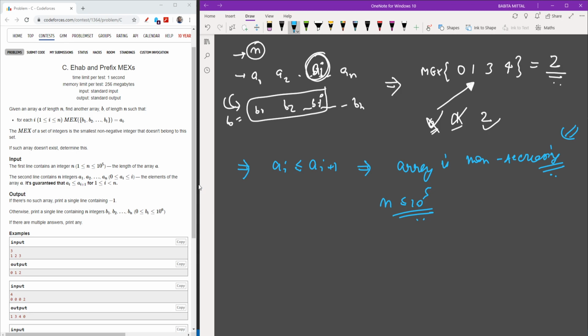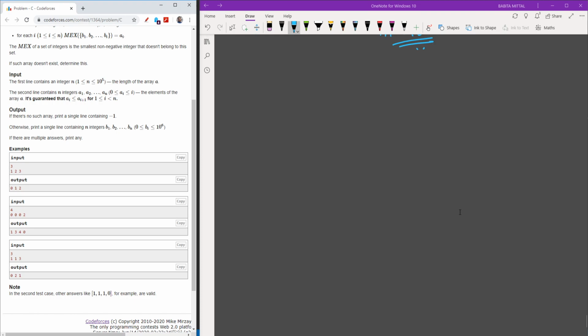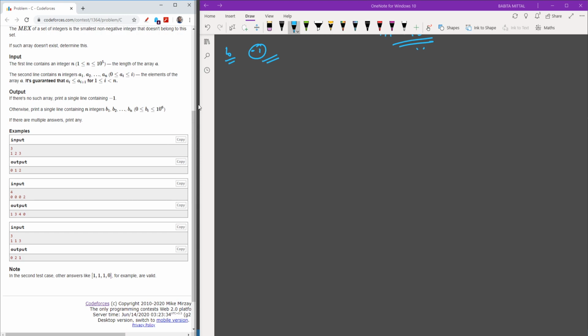Okay, so let's see some cases, and from those cases we will build some intuition. As it is clearly said, if no such array exists, then we have to print -1. So after seeing these cases, we will first of all check when will be the case of -1, because it is very easy to check. We should always start from when is -1.